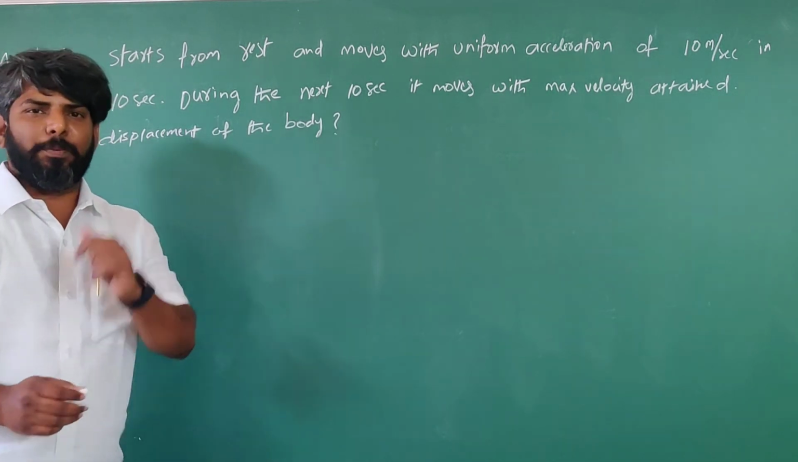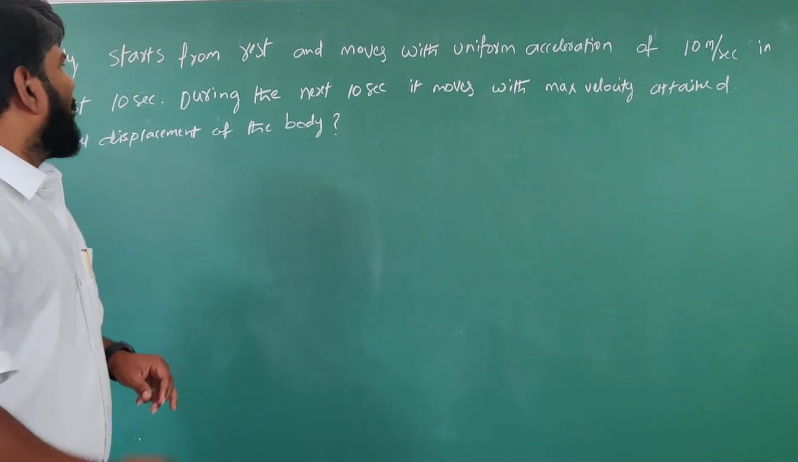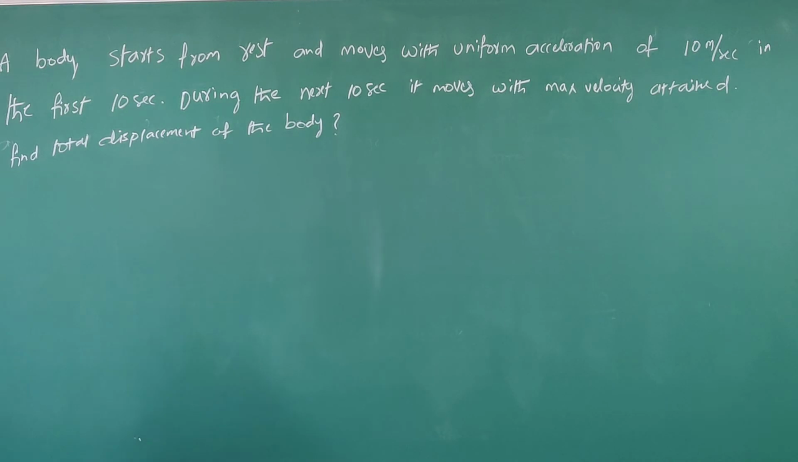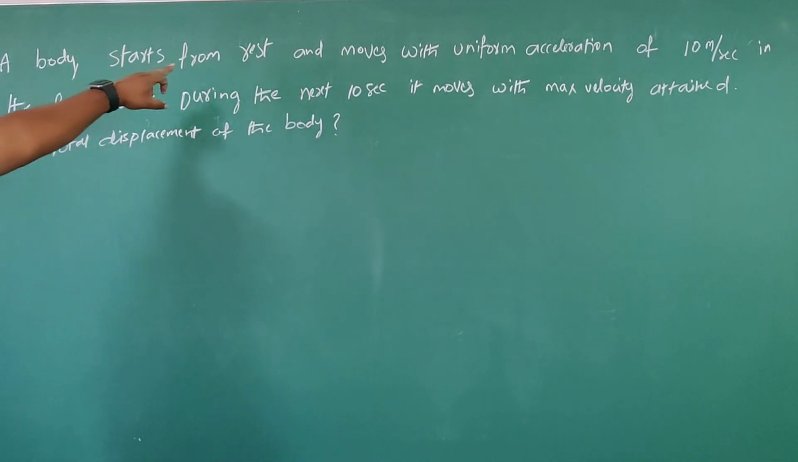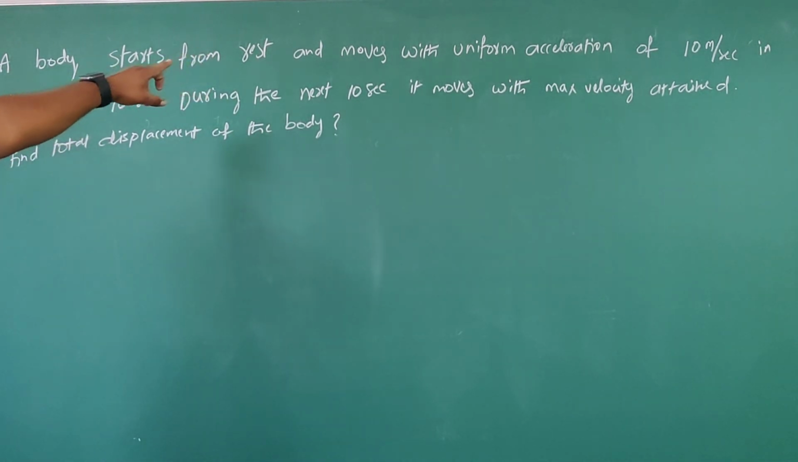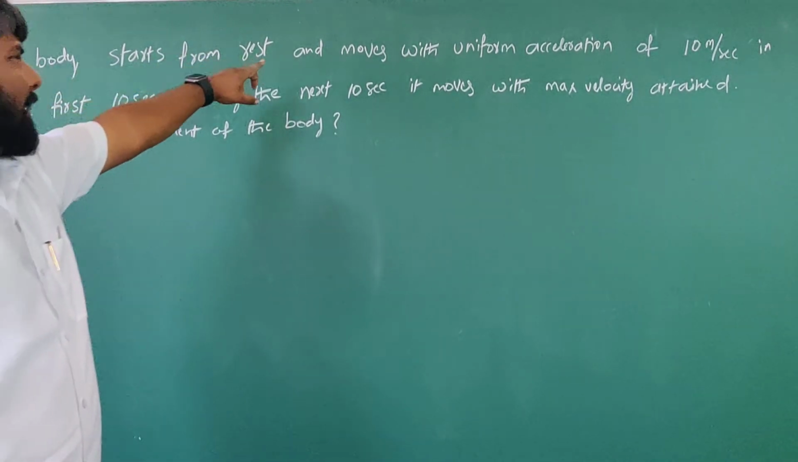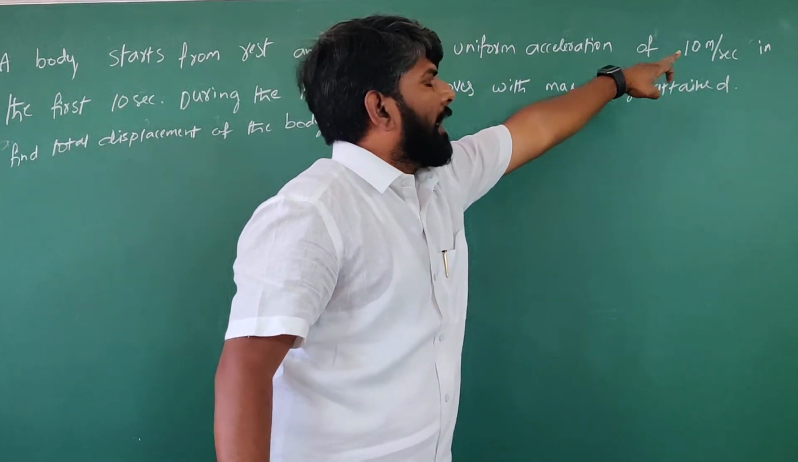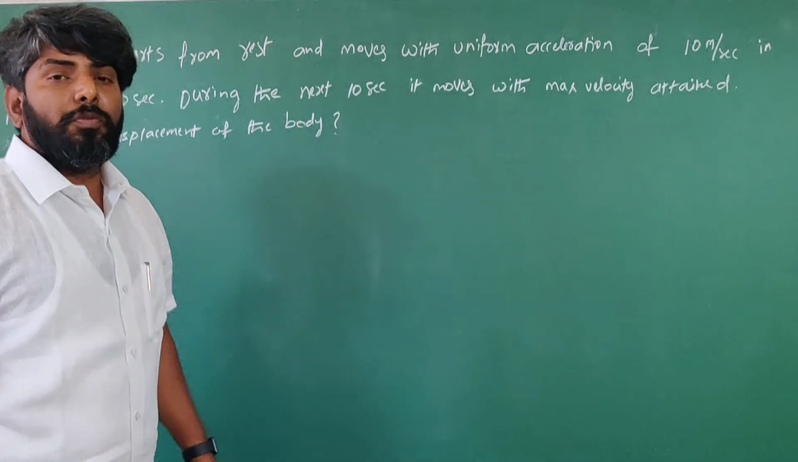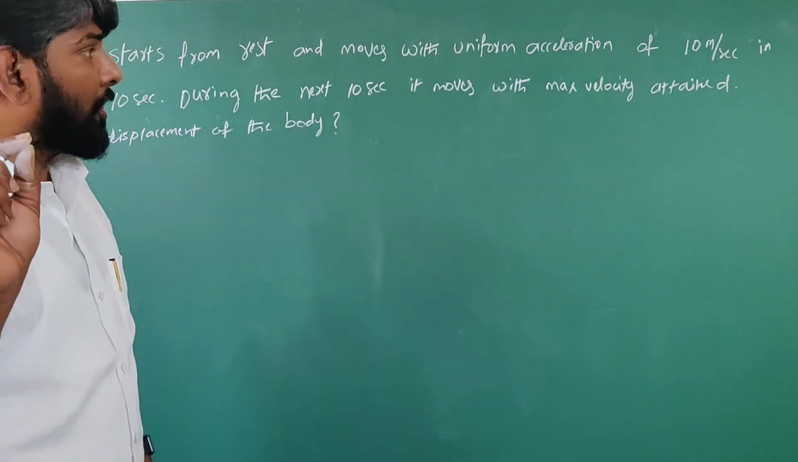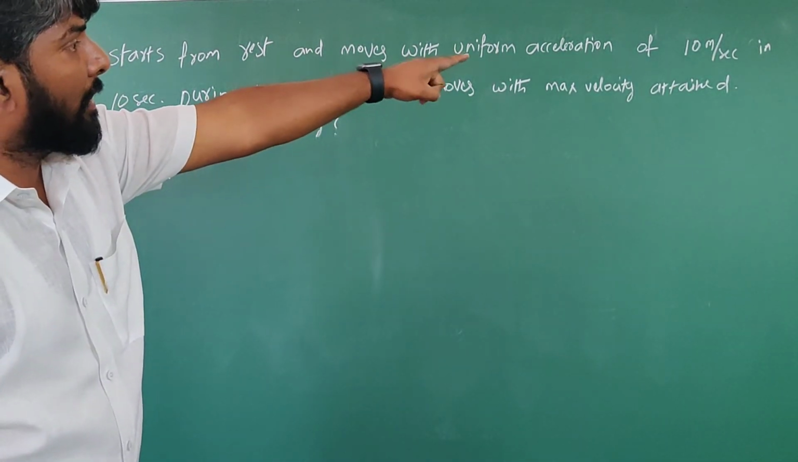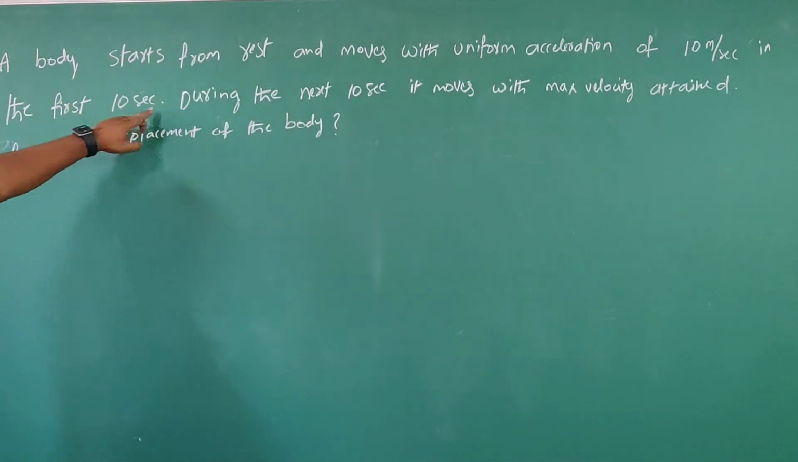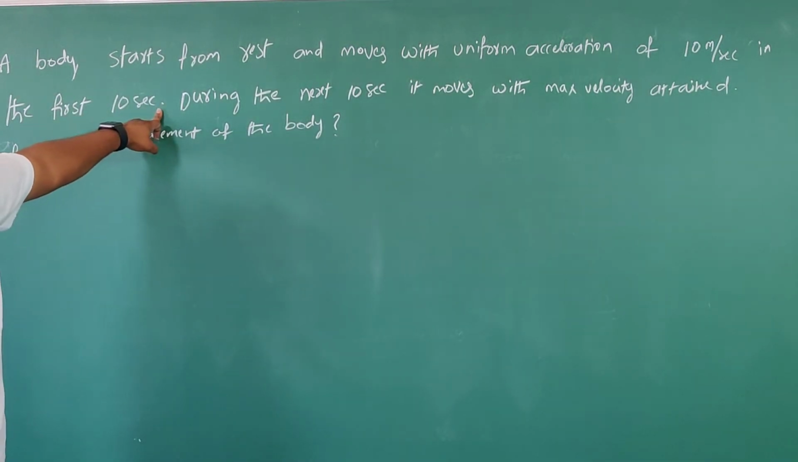Students, next problem. Please read this problem clearly. Check this. A body starts from rest and moves with the uniform acceleration of 10 meters per second square in the first 10 seconds.